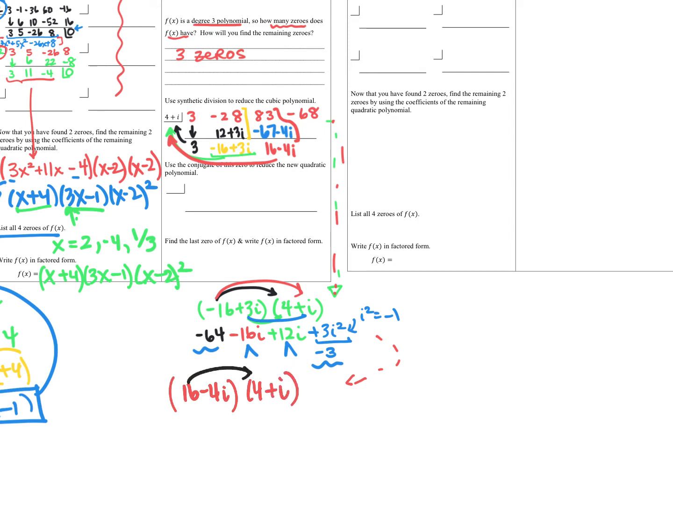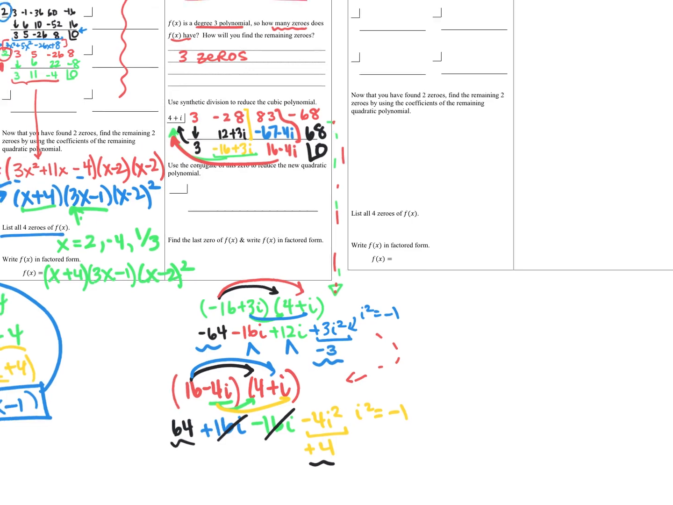So 16 times 4 is 64. 16 times i is plus 16i. And then we'll go to the -4i times 4 is -16i. And -4i times i is -4i squared, which, again, because i squared is -1, this will become a plus 4. So here's kind of nice because the 16i and -16i cancel out. So we have 64 plus 4, which is 68. So going back to my synthetic division, you can see that gets me my remainder of 0.